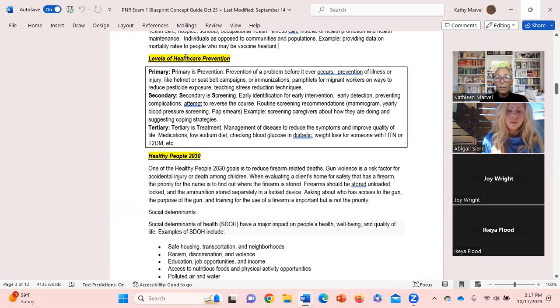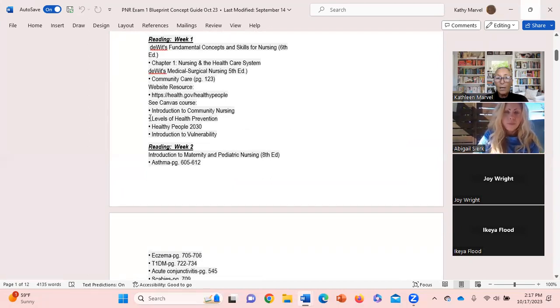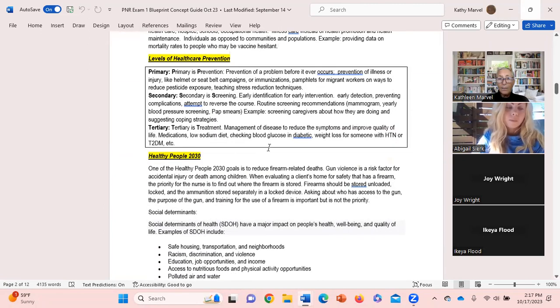Same for the second one, levels of healthcare prevention. If you're not understanding it based on the information in the concept guide, go back to week 1 and say, let me go back and review levels of prevention. These were in your Canvas course. Your readings are either in the books or they're in the Canvas module. Everybody knows that, right? So that's how it's set up. It's really simple. If you have a good understanding of this concept guide, you're going to do fine on the exam.